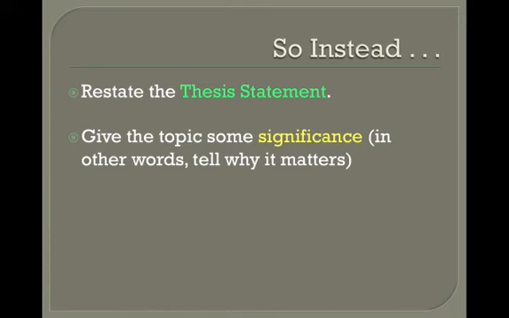Okay, now, what is going to separate your conclusions through this method from others is this idea of significance. So what you want to do is you want to give the topic sentence some significance. In other words, tell why it matters. And you can do that several different ways. I'm going to give you 4 different ways that you can do that. Just pick one. Don't do all 4 of them. Just pick one and spend a little bit of time explaining what you mean.